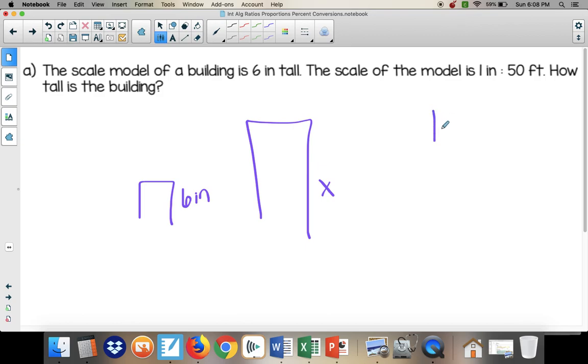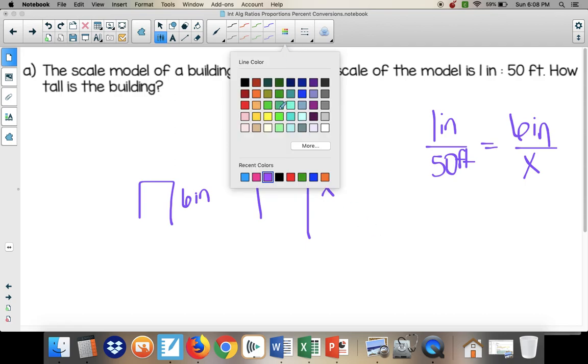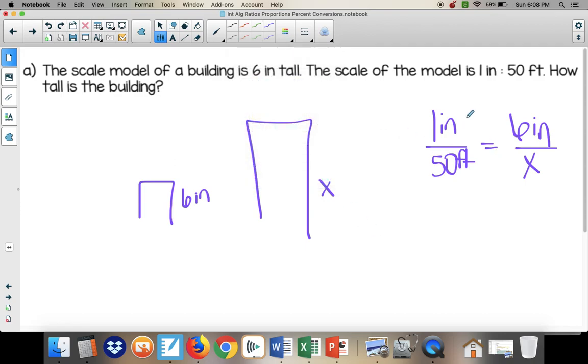All right, so if 1 inch is equivalent to 50 feet, then the model is 6 inches. We need to know how much the real building would be. So we multiply this by 6. 50 times 6, 300 feet. There you go. So 2 different ways you can do some proportions.